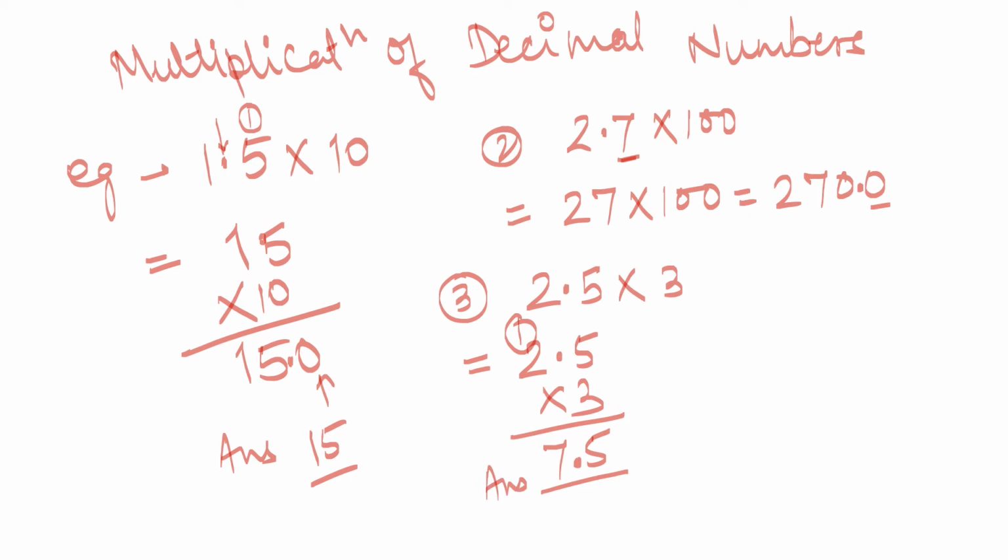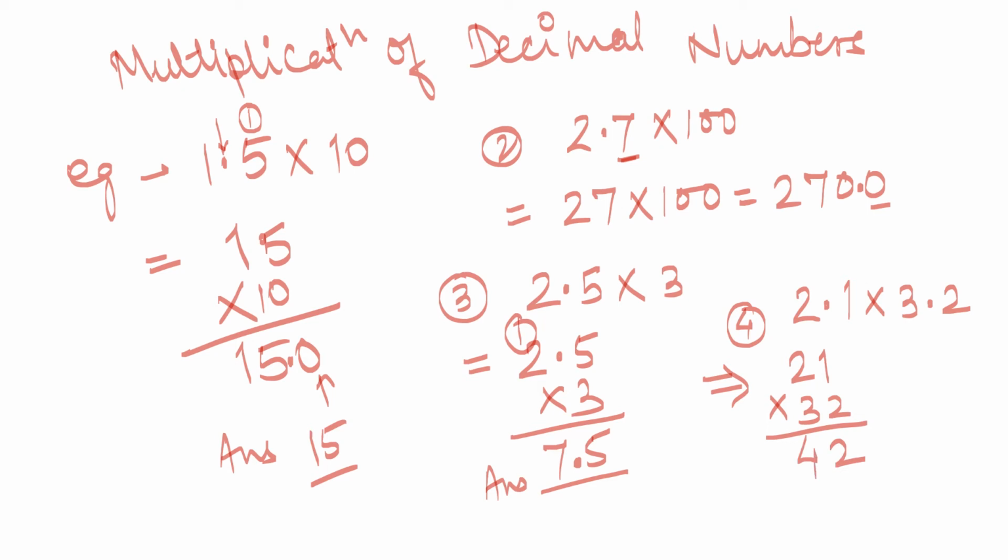Your answer is 7.5. Right? What if we have one example as 2.1 into 3.2? Okay, same method apply again. Ignore the decimal and multiply. 21 into 32. How much? 2 ones are 2, 2 twos are 4, and then 3 ones are 3, and 3 twos are 6. Adding, you'll get 672.